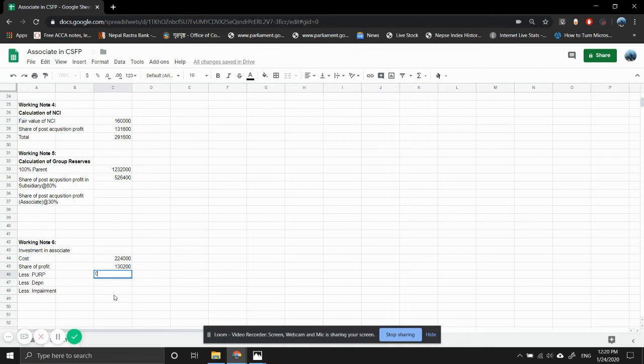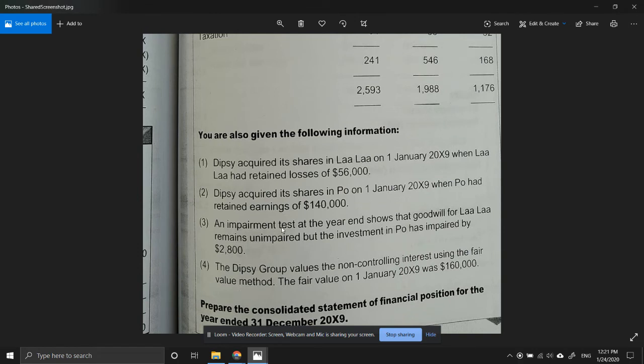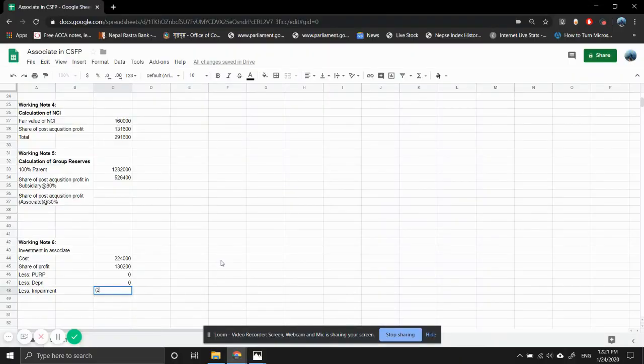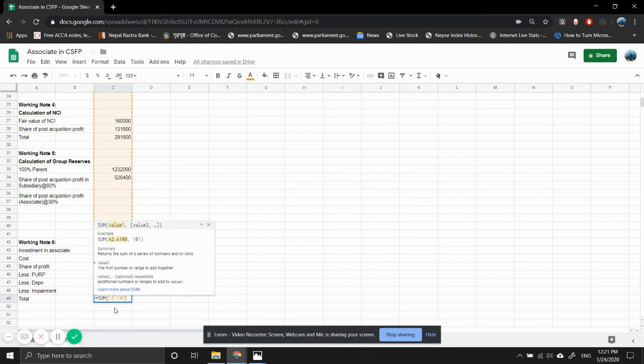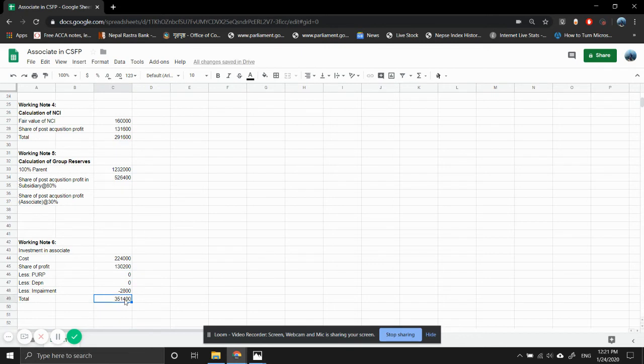Okay, so since the PURP is not there because the associate is not the seller, and then excess depreciation, nothing has been overvalued, nothing had a carrying amount less than its fair value, so that's not given, so it's always zero in this case, otherwise it would have been different. So in case of impairment, how much has been the impairment? The question clearly says over here that an impairment test at the year end shows goodwill for La La La remains unimpaired, but the investment in info has been impaired by 2800. So let's deduct 2800. Okay, so let's total it up. Total it up and then 44. So this is our net investment.